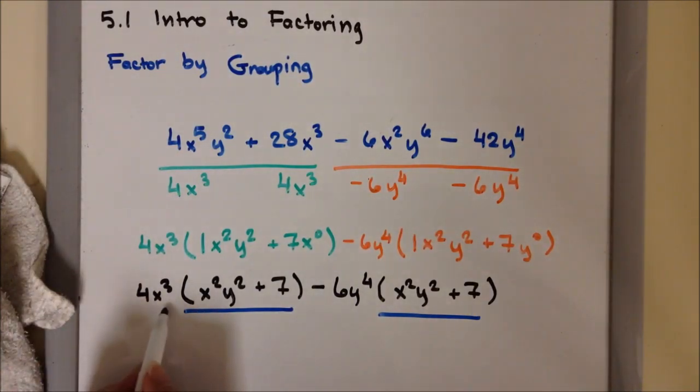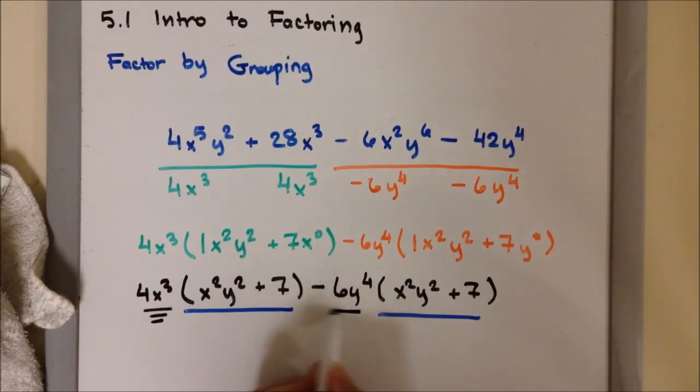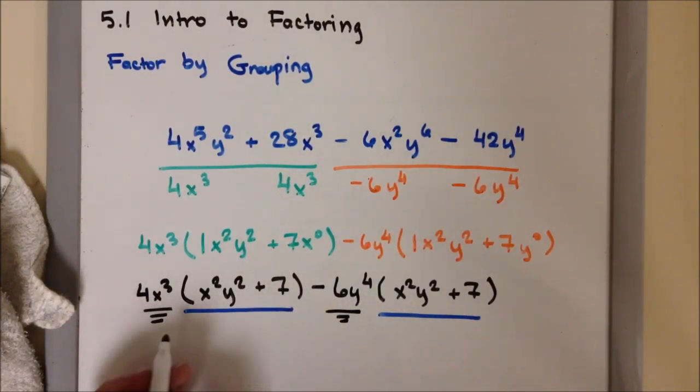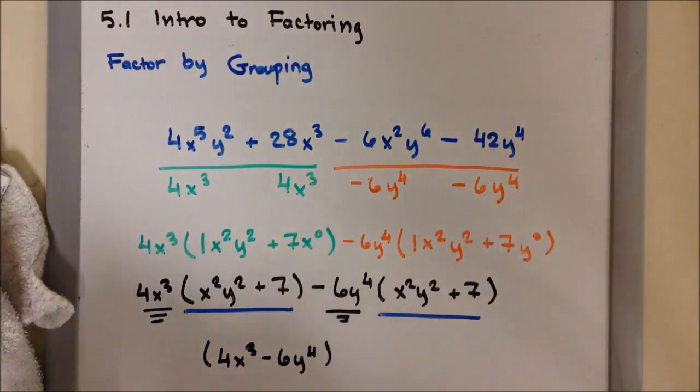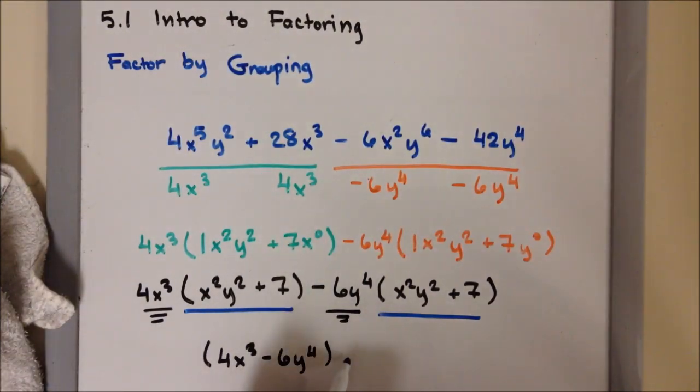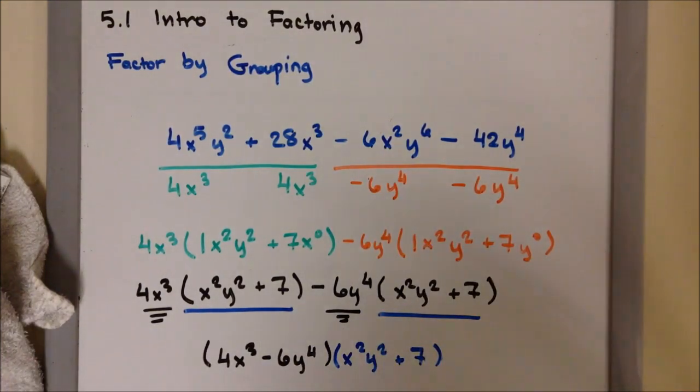my GCF from the left side and my GCF from the right side will be grouped together. So it will be 4x to the third minus 6y to the fourth. And then the one that I'm going to write once is x squared y squared plus 7. So that's what it's going to look like when factored by grouping.